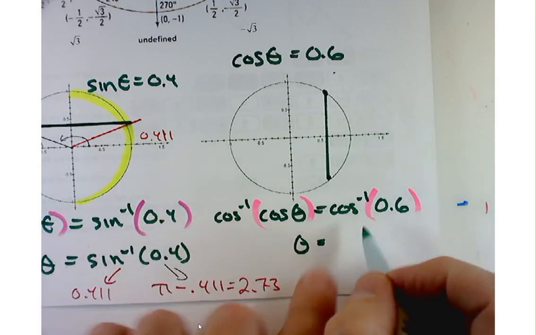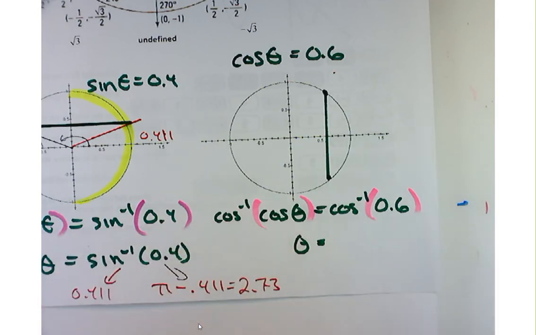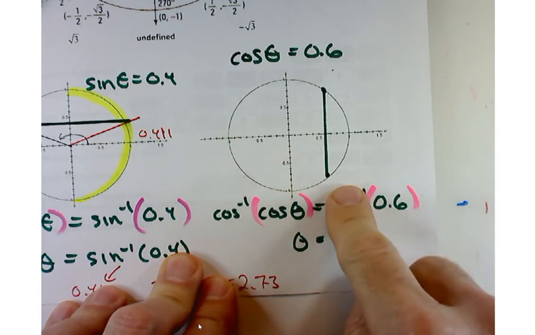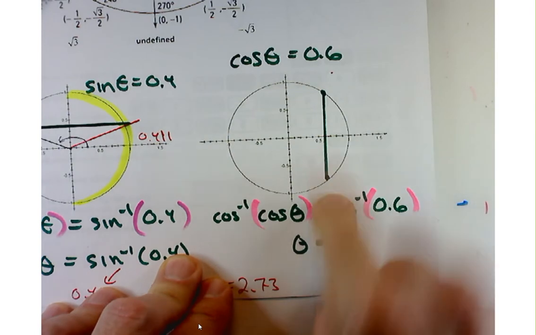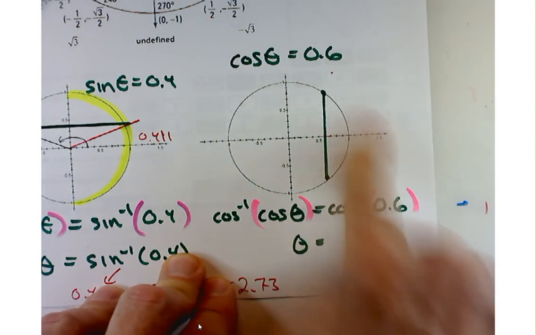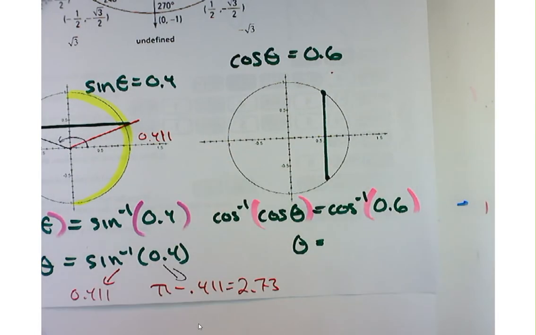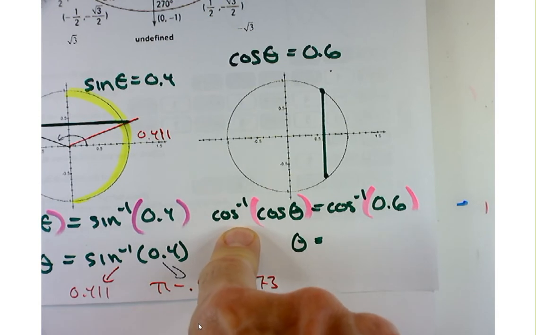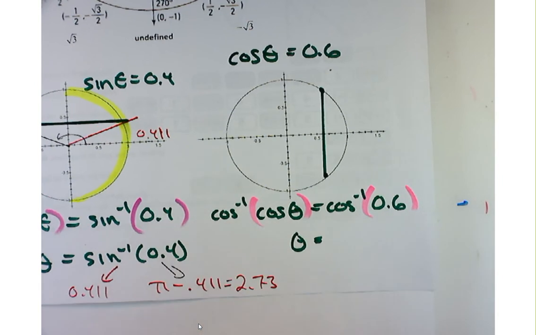On the right-hand side, we need the inverse cosine of 0.6. But notice something. There are going to be two solutions. There are two places on the unit circle that have a cosine of 0.6. Sean, help me remember. What's the range of the inverse cosine? All right, some help? Anyone? 0 to pi.